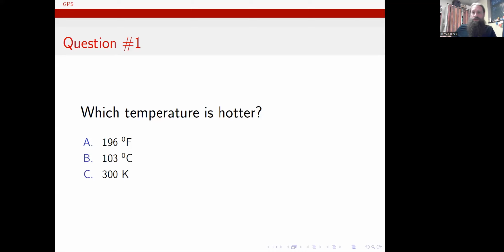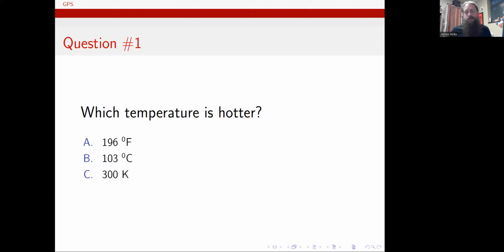To start off with a question that is very similar to one that was worked out in the Chapter 5 lecture notes. Which temperature is hotter, 196 degrees Fahrenheit, 103 degrees Celsius, or 300 Kelvin?